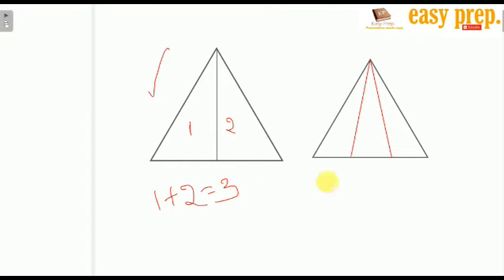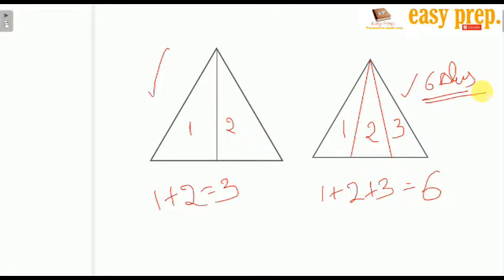Okay, now let us look into this figure. So first number the parts 1, 2, 3. So now add these numbers 1 plus 2 plus 3 equal to 6. So in this figure there are 6 triangles. Okay, simple friends. Just number the parts and then add the numbers.